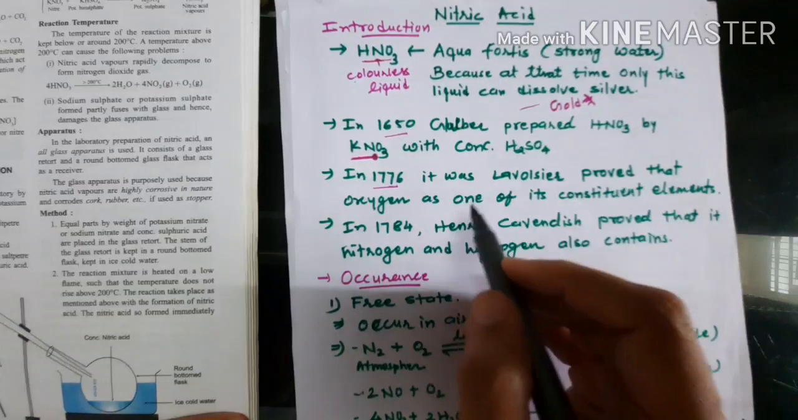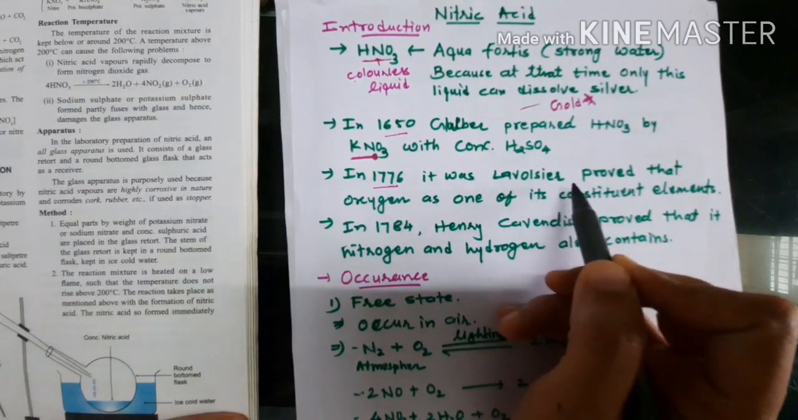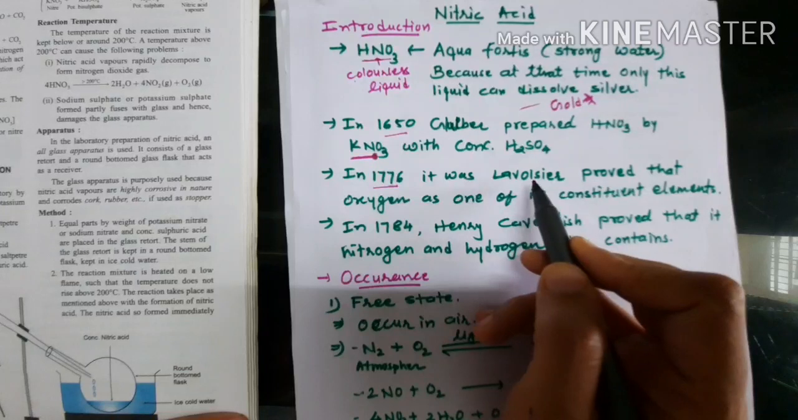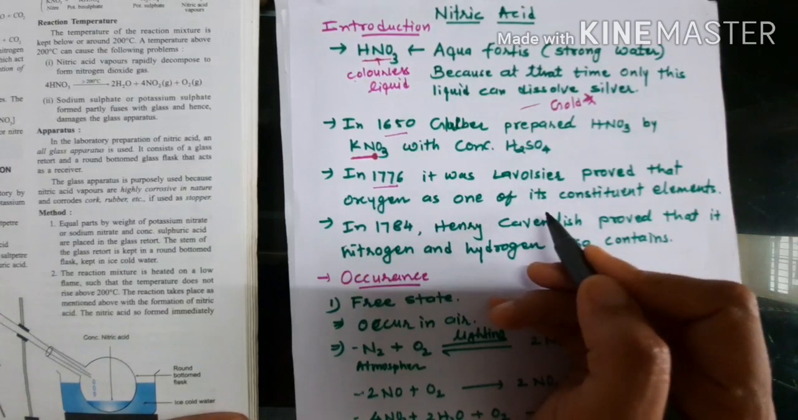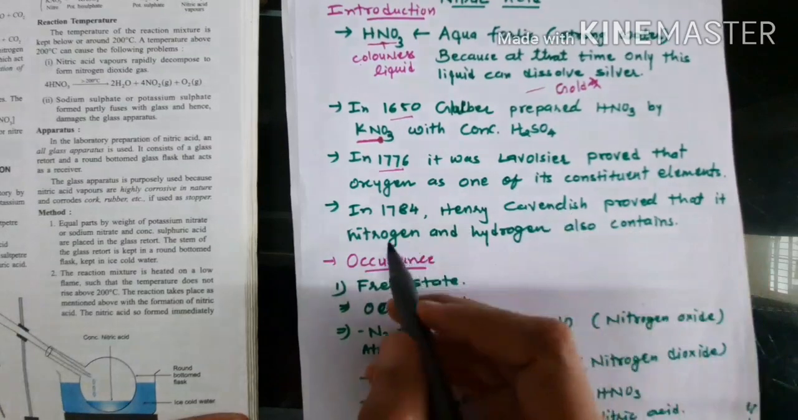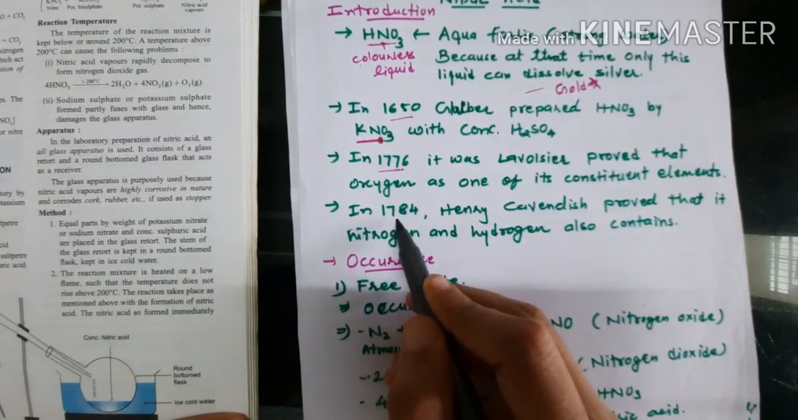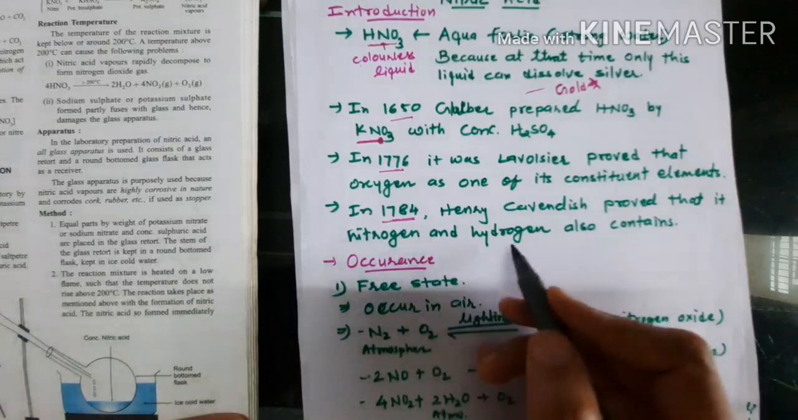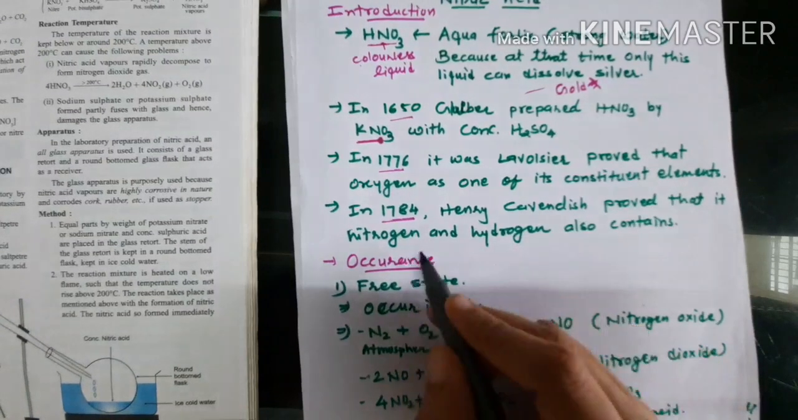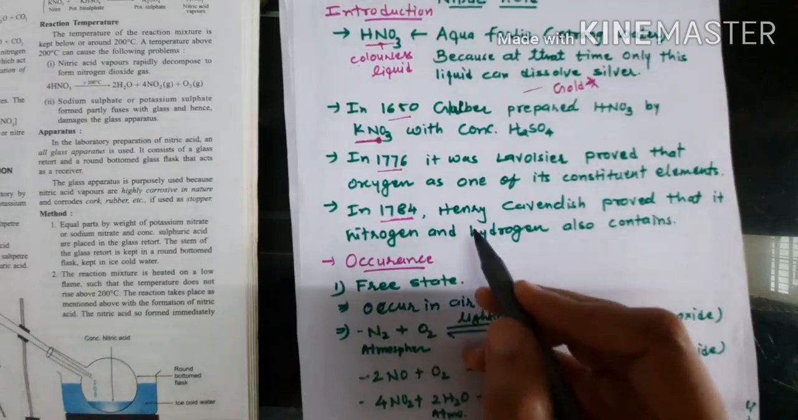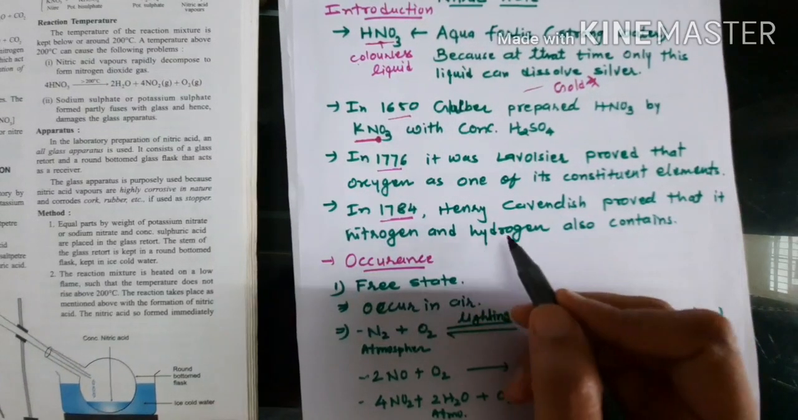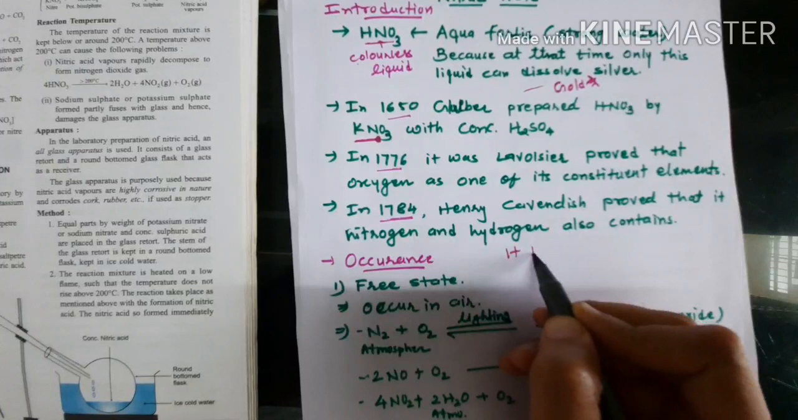But Lavoisier discovered that one of the elements present in this aqua fortis is oxygen. And afterward, in 1784, Henry Cavendish proved that nitrogen and hydrogen are also present in it. So this is the way it was discovered that this liquid has hydrogen, nitrogen and oxygen.